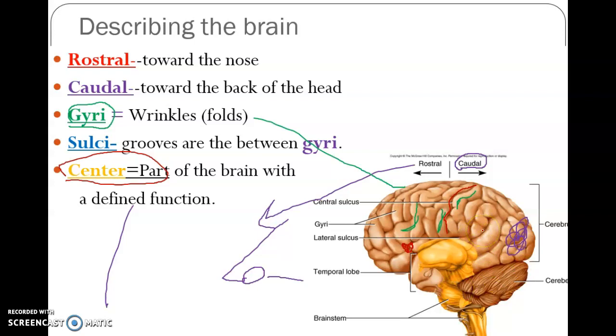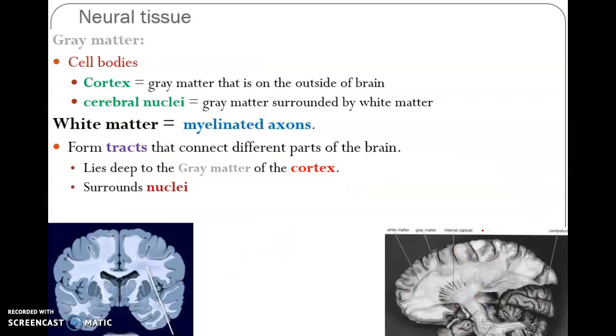That is another center, but I will leave that for another class. Now, if we were to look at the brain, we would see we have deep white matter right here and a superficial gray matter. So gray matter, as we talked about in the last class, is cell bodies. So we have cell bodies right there.